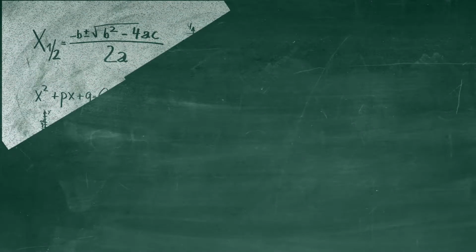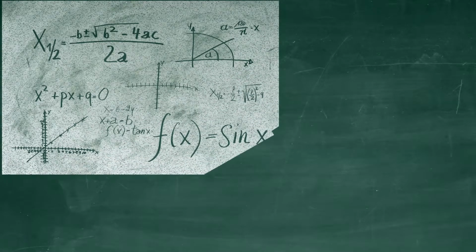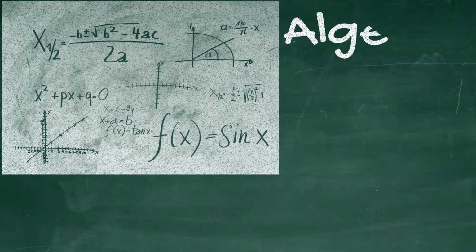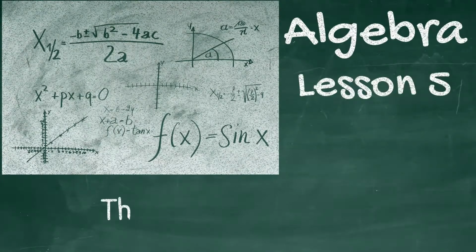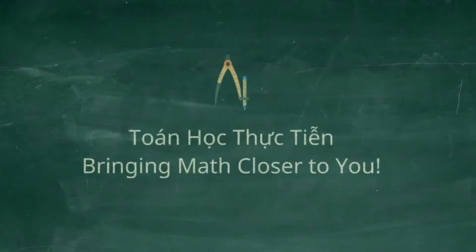In the previous video, we learned how to use Venn diagrams to illustrate set operations such as intersections and unions. We also learned about the relations between sets such as subsets and supersets. In this video, we will see how Venn diagrams can be used to illustrate the set's complement and relative complement.